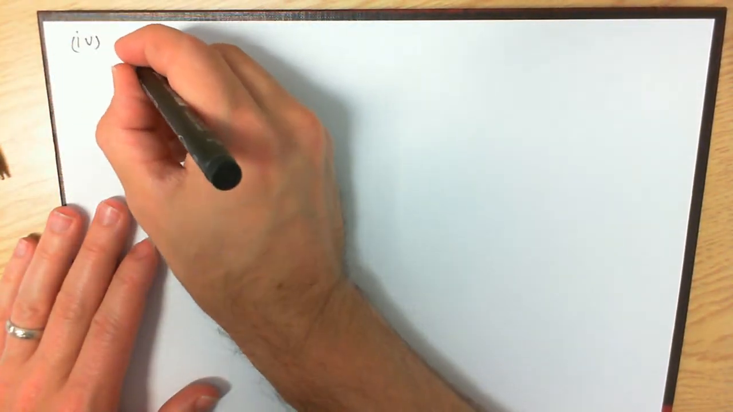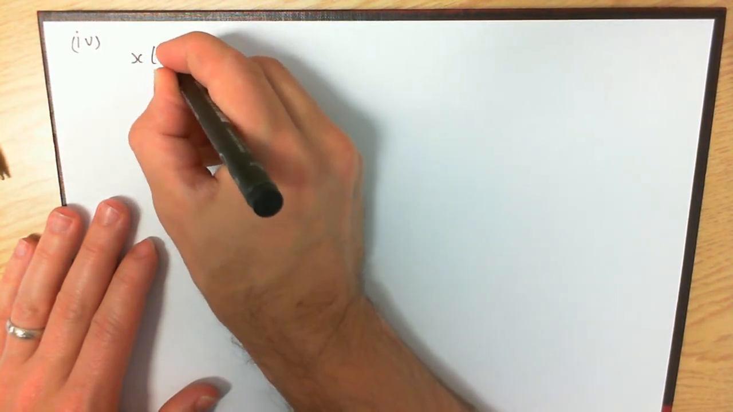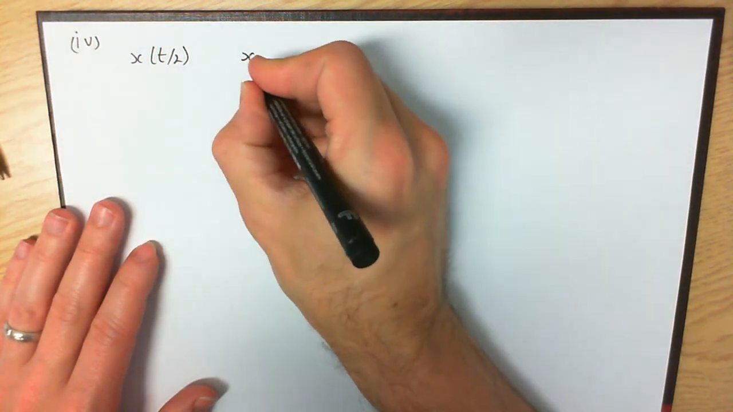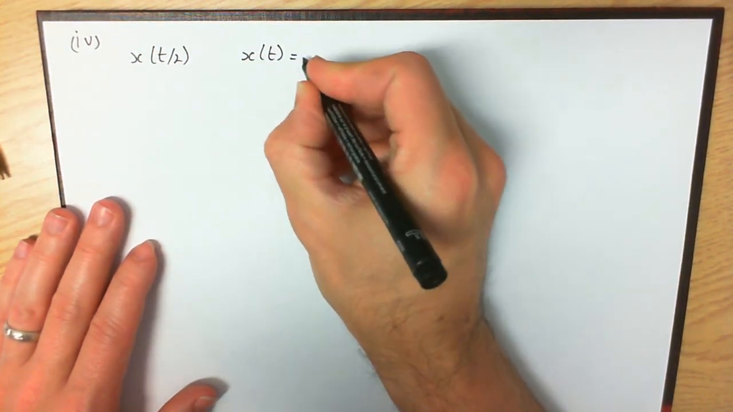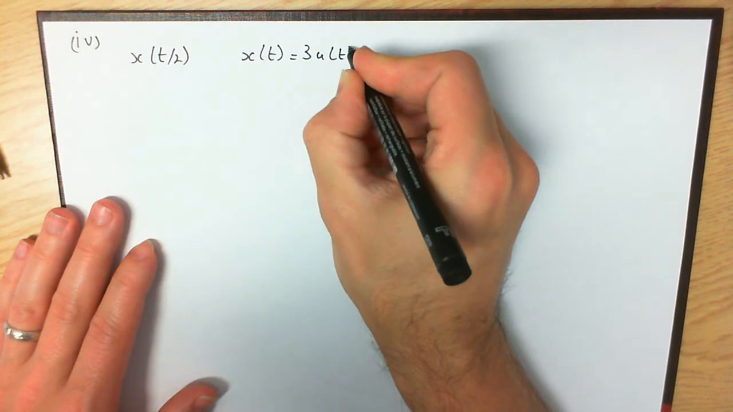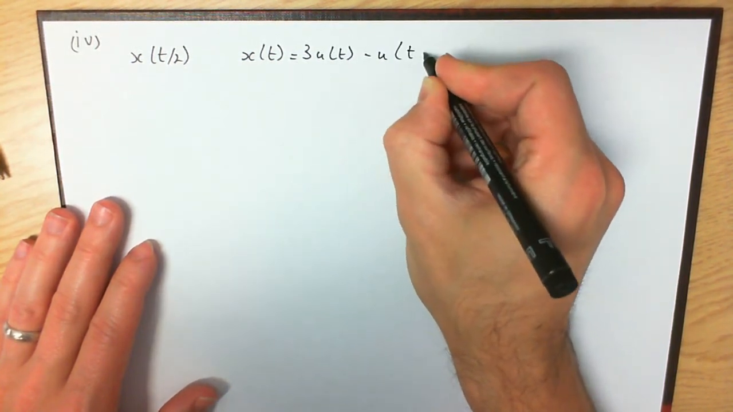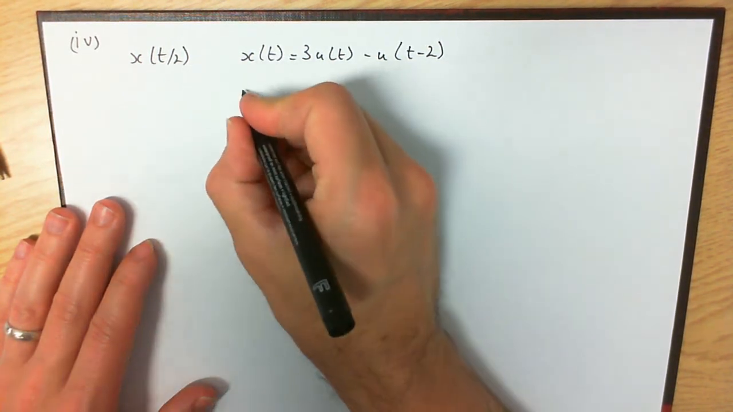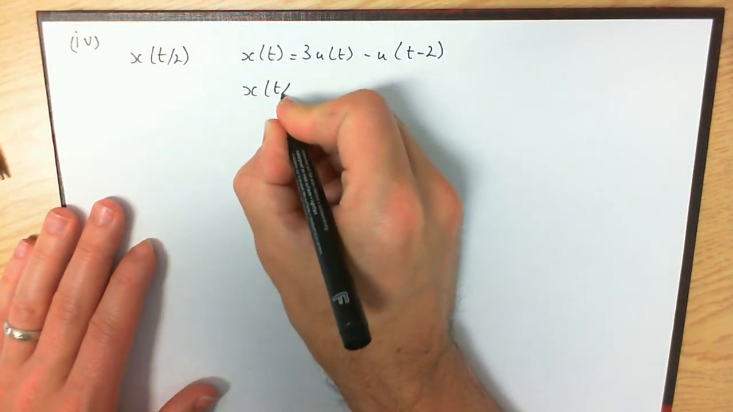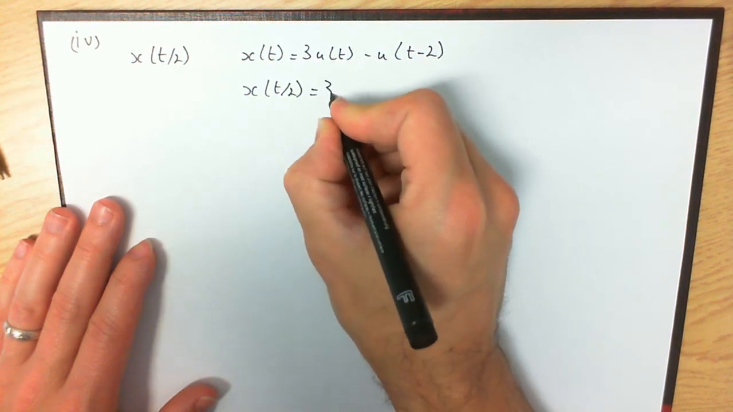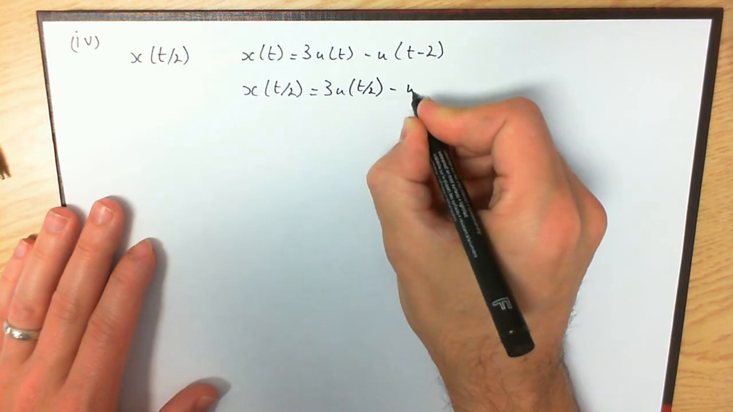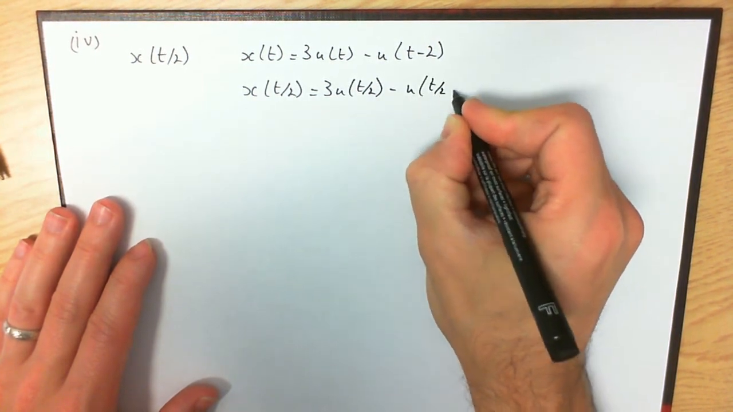Related to that, question 4 asks us to plot x of t over 2. So a very similar manipulation. So just recalling the equation, and replacing t with t over 2. So we have 3u of t over 2 minus u of t over 2 minus 2.